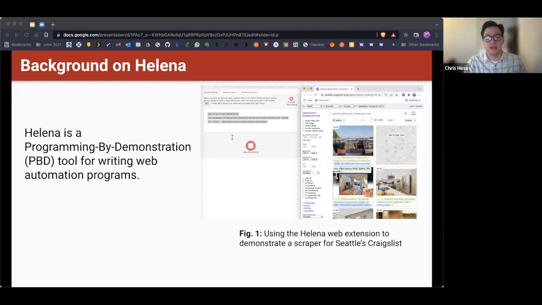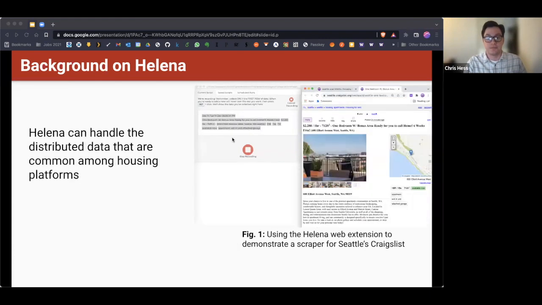And in the screenshot on the right, you can see what this looks like in practice, with the Helena Chrome extension on the left-hand side triggered to collect data from Seattle's Craigslist page for apartment listings on the right-hand side. And within the extension window, Helena shows the fields that the user has selected as the first row of the data set that they would like to collect in the future.